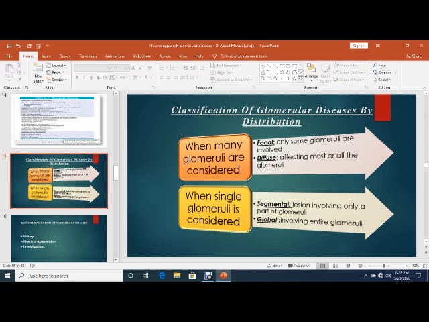When a single glomerulus is considered, the terminology used is segmental or global. Segmental means the lesion involves only a part of the glomerulus, and global means it involves the entire glomerulus. Are you understanding?